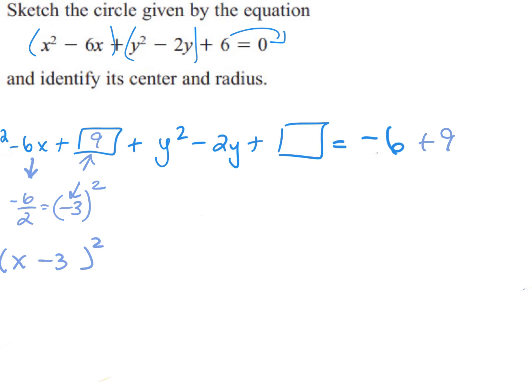You take that b term, just like Sarah just told us. You take this b term. So I have negative 2 divided by 2. You always divide it by 2. We're completing the square. What does that give me? What's negative 2 divided by 2? Negative 1. So that's all the information I need.